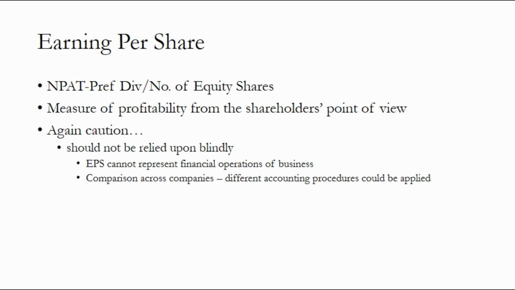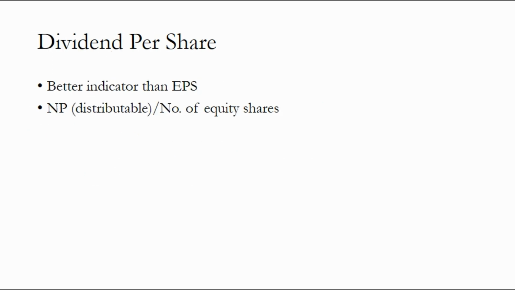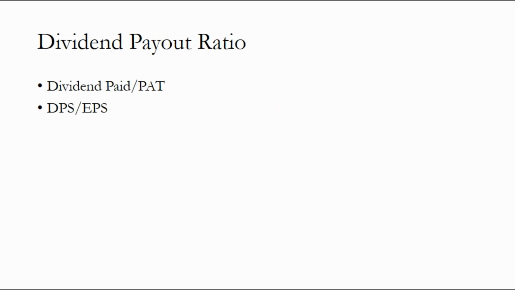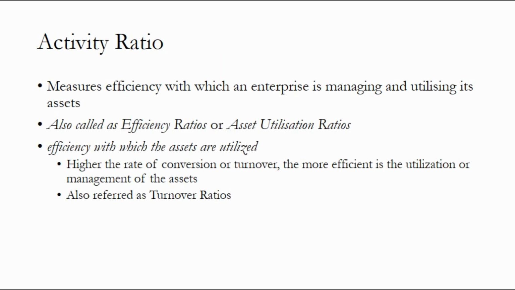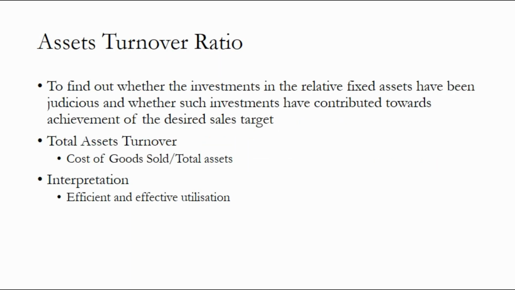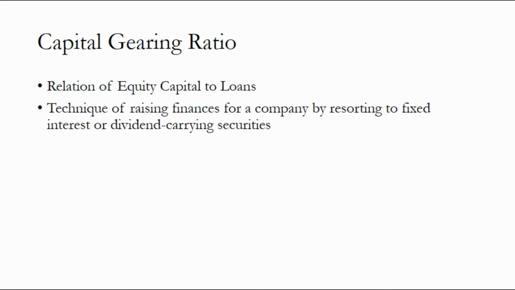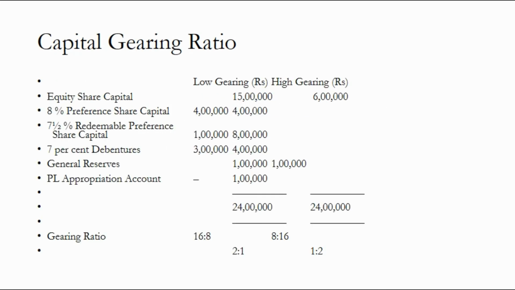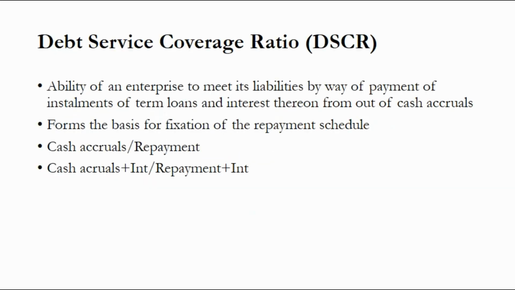Earning per share, dividend per share, dividend payout ratio, activity ratio, asset turnover ratio, and capital gearing ratio. This is how you can calculate them.